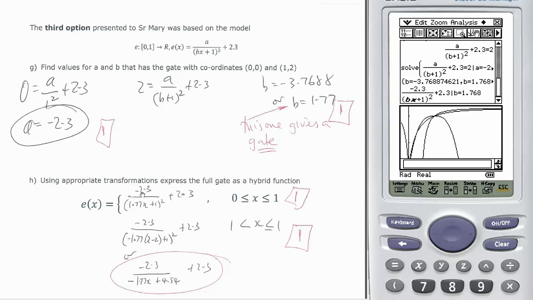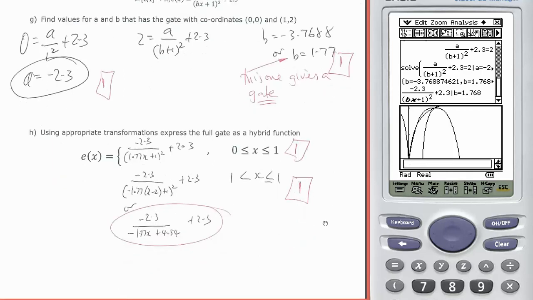So I got negative 2.3 over (1.77x plus 1) squared plus 2.3 is going to be my rule. And I replace x with x minus 2, which gives me my second rule, which could be simplified to equal this.